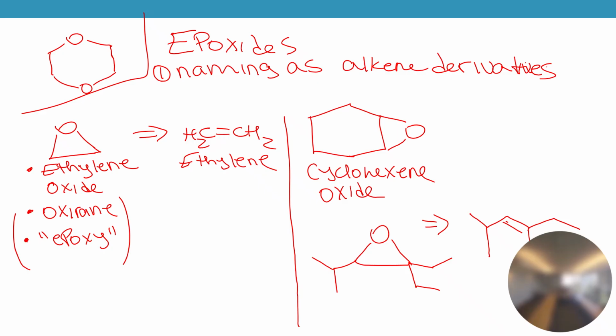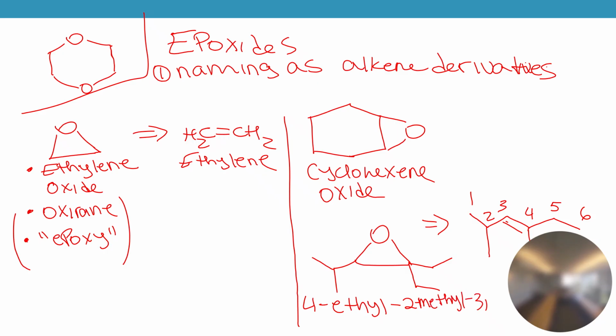But if we were to name this, we would number 1, 2, 3, 4, 5, 6. This would be a 4-ethyl, 2-methyl, 3-hexene. And when we name the epoxide, we're going to name it almost completely like that, but we do have to indicate that the epoxide is on carbons 3 and 4. So 4-ethyl, 2-methyl, dash methyl.